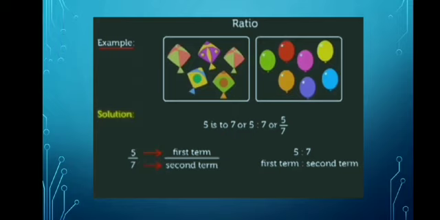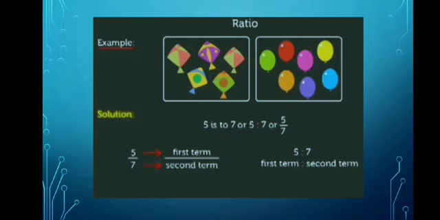Here is an example. 5 kites and 7 balloons are there. How can we represent it in ratio? The solution: 5:7 or 5 by 7. 5 is the first term and 7 is the second term. To represent it in ratio, it is the first term to the second term.